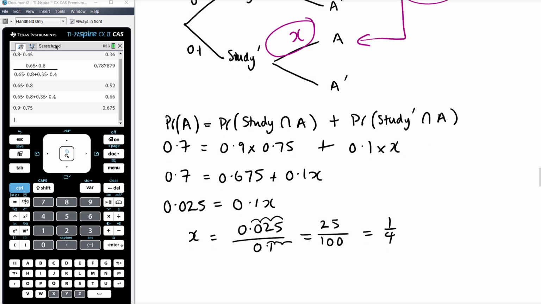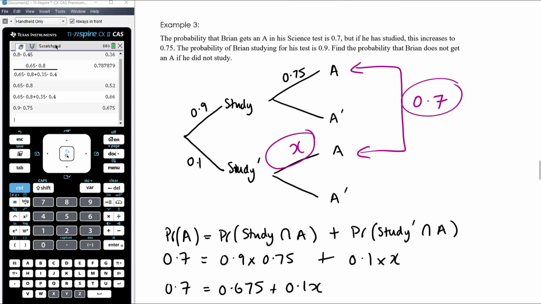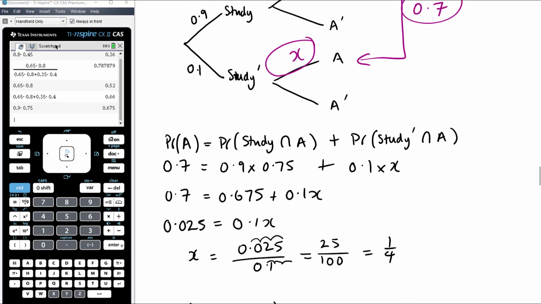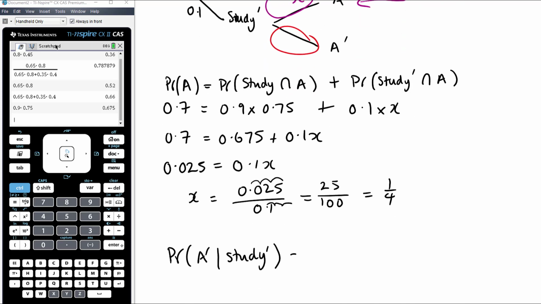Okay, so that's x, but that's not the question we want. Find the probability that Brian does not get an A if he did not study. So we want the probability of not A given not study. So we actually want to find this probability, which will be 1 minus x. Okay, so that's going to be 1 minus 1/4, which is going to be 3/4.